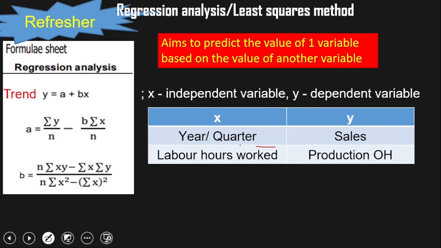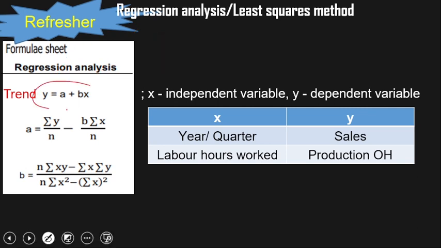Now the second example could be labor hours worked. Labor hours worked is the independent variable, which is X, and the production overheads is the dependent variable, or Y, because when the labor hours worked increases, the production overheads also increases. So production overheads is dependent on the labor hours worked. Now to express the relationship between X and Y, we have something called the trend line, which is given by the equation y is equal to a plus bx. So with this equation, it is very easy to find out how y will change when x changes.